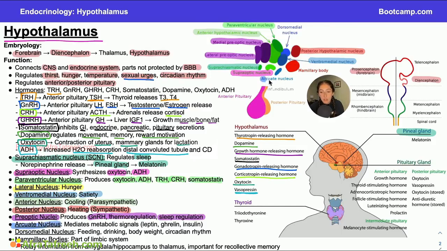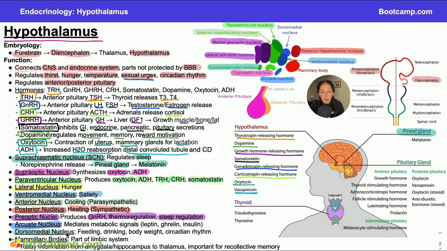Next, we'll talk about our arcuate nucleus. And our arcuate nucleus, if you look right down here, is going to be responsible for mediating our metabolic signals like leptin, ghrelin, and insulin. It's kind of this relay pathway in your hypothalamus where it's getting all this information about the metabolism in your body and kind of synthesizing it and then spitting it out in a usable form.